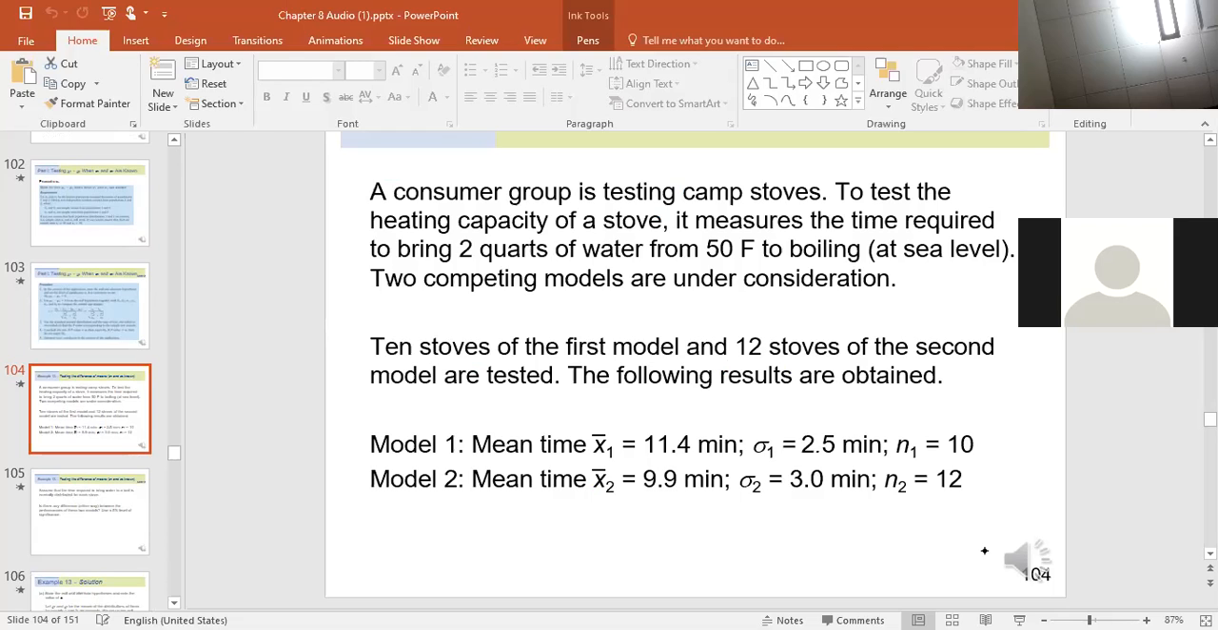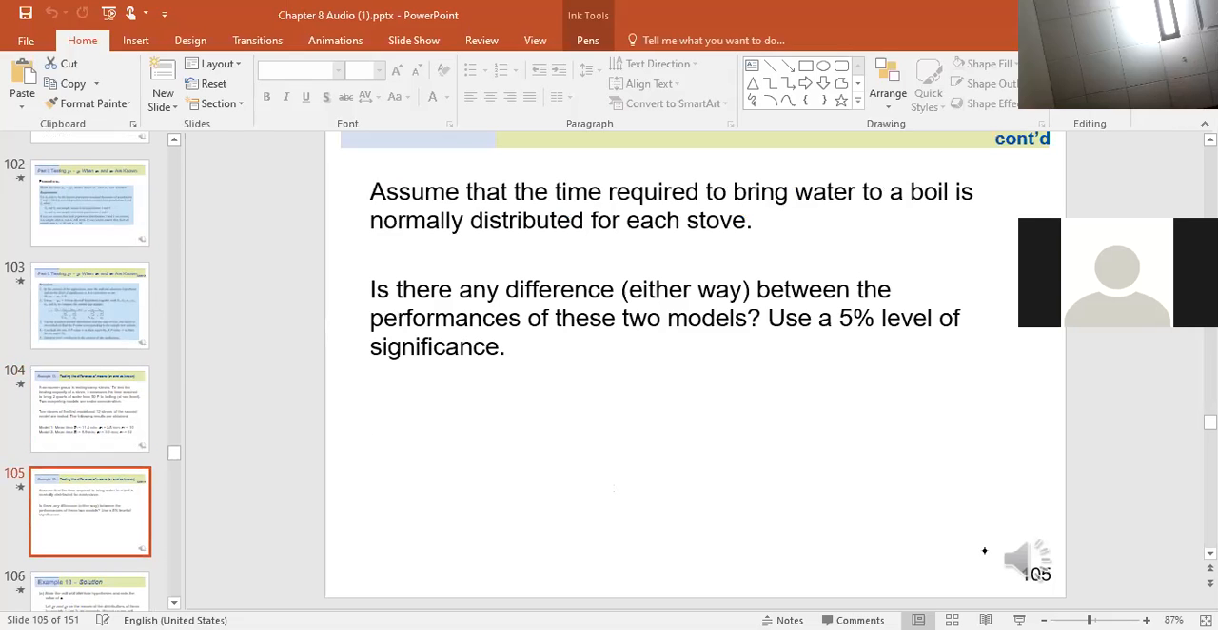Okay, so we want to test, let's look at the question. Assume that the time required to bring water to the boil is normally distributed for each stove. So we do not need a large sample size here. Is there any difference either way between the performance of these two models? So we are going to say H0: there is no difference. H1: there is a difference. We don't know whether the difference is that one is less than the other or greater than.